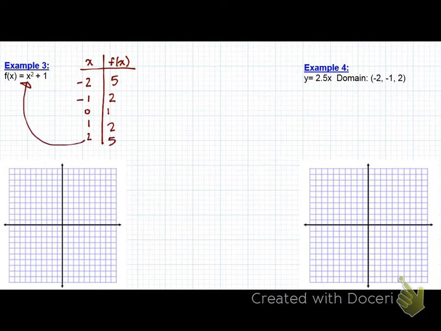So let's put this in. We're going to put 2 in as our input. 2 squared is 4. Hey, look at that. 4 plus 1 is 5. That's awesome. So we're seeing a pattern here. So we're going to plot our points. You got 0, 1. Or I'm sorry, we have negative 2, 5.